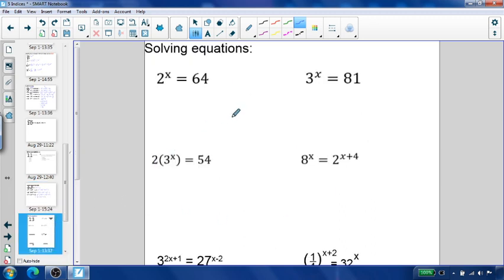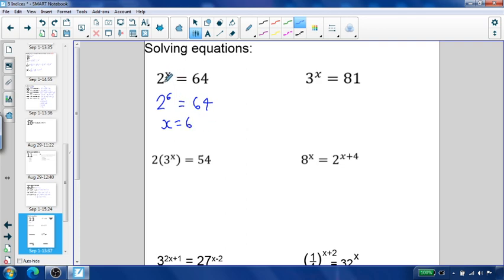I'm going to look at solving equations now, which involve indices. So for the first one, 2 to the power of x is equal to 64. I need to work out what x is. Now, 2 to the power of something is 64. Well, 2 to the power of 6 is 64. So I know that x is equal to 6.